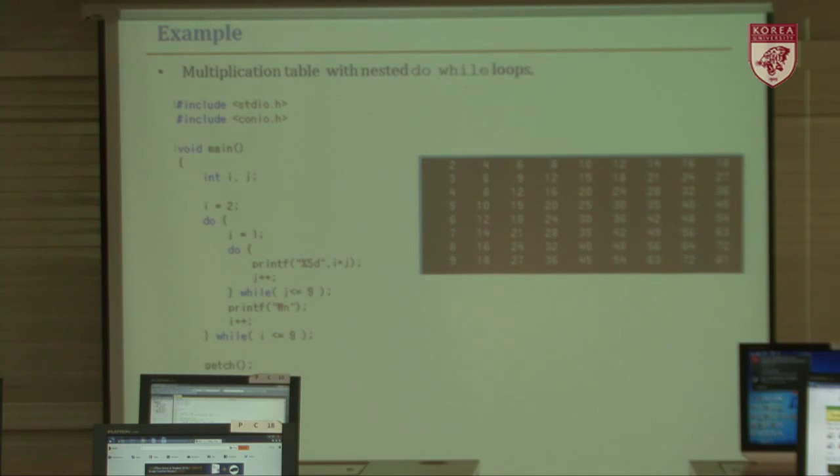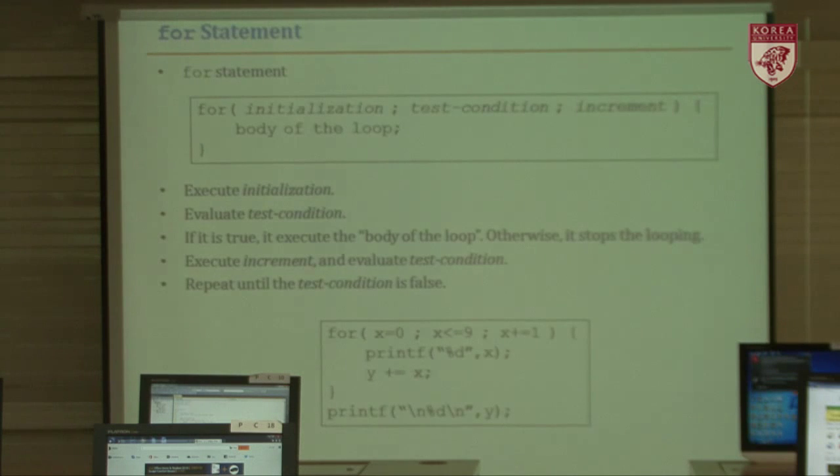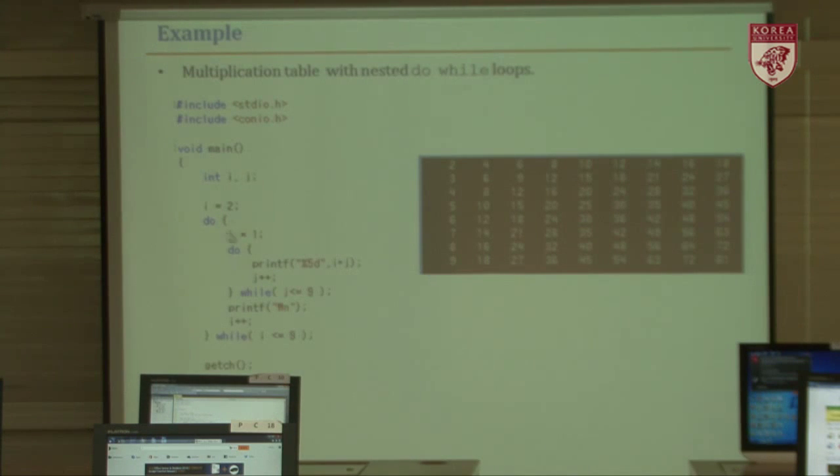Okay, so this is the multiplication table. This is the multiplication table using do while. So please practice this multiplication table with your machine. Once you practice this sample code using do while, please change this code to use while instead of do while in order to get the same output. Okay, so please go on.